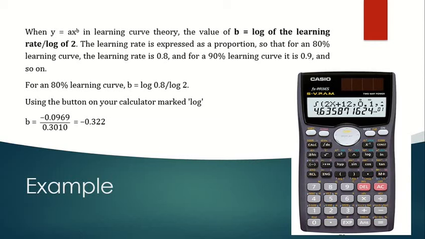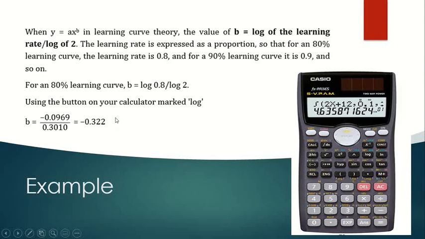Let's say our learning rate is 80%, which means we want to put 0.8. So log 0.8 divided by log 2. Then you can find your learning index as minus 0.322. When you look at your calculator, you can get the exact figure, minus 0.321928094. Here I have taken it to 3 decimal places, so minus 0.322.